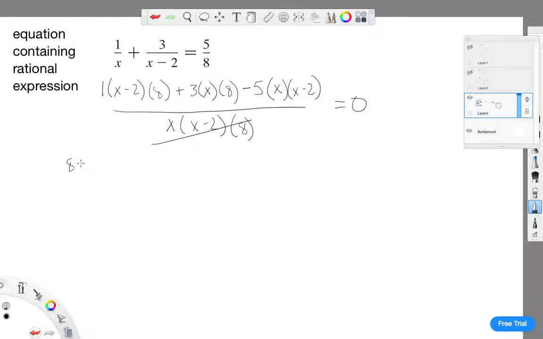So we've got 1 times 8 times x minus 2 times 8 is 16, plus 3 times 8 times x is 24x, and then minus 5x times x is minus 5x squared, and minus 5 times x times minus 2 is negative 10x. All right, let's combine our like terms. Oh, excuse me. Negative 5 times negative 2 is 2. This is then equal to 0.